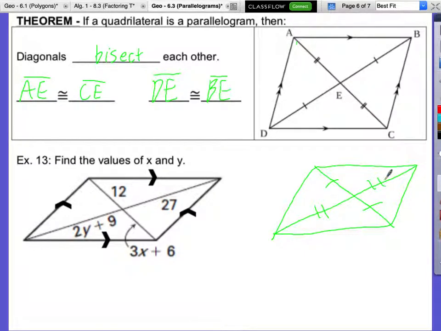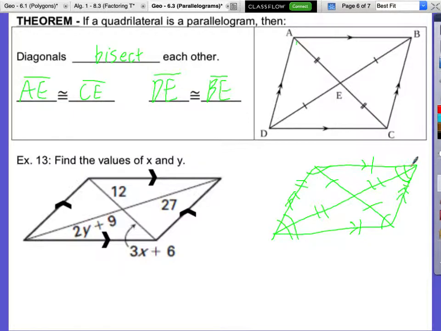Something tells me that's gonna be on a test. And then from there, you can also know these are parallel. And from there, you can also know that the sides are congruent. And from there, you can also know the opposite angles are congruent. Anyway, you don't have to draw that down. That was just an extra example.